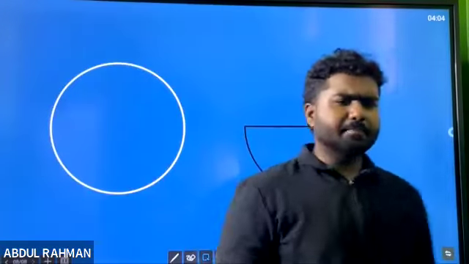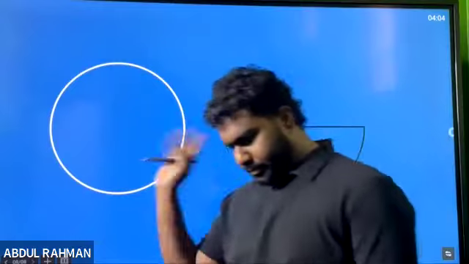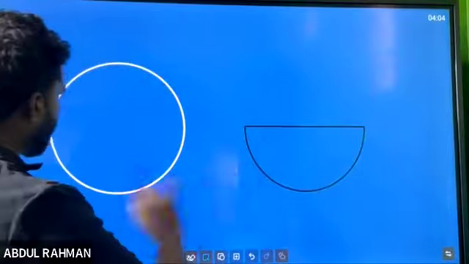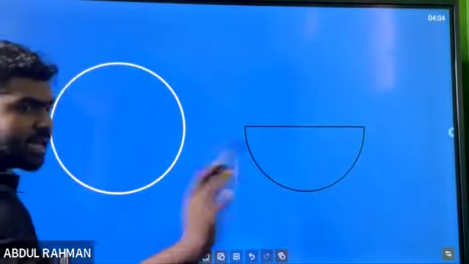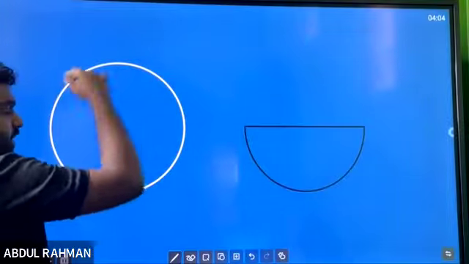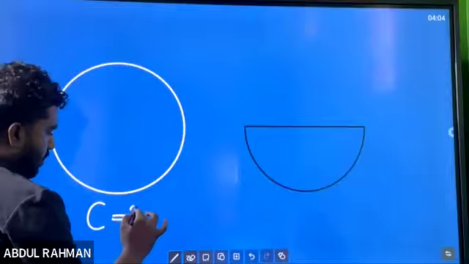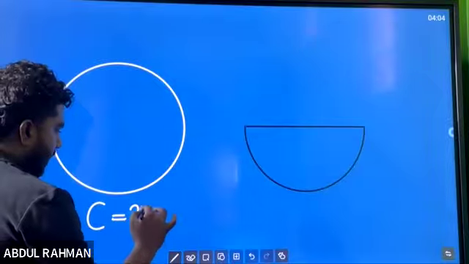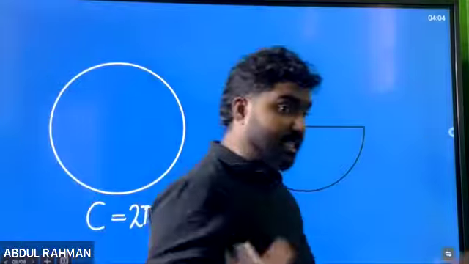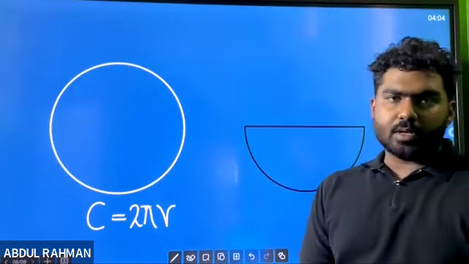Now, when I compare these two, what is the similarity? I'm just gonna compare. I can say the perimeter here is called C. I can find out how C is equal to 2 pi r. This is the perimeter of the circle, the whole circle. That's what is called C is equal to 2 pi r.